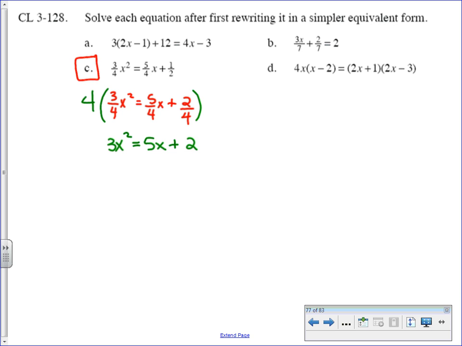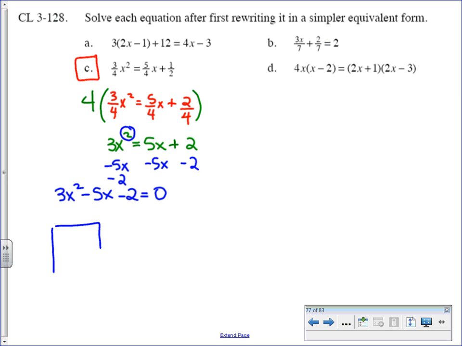At this point, I see a quadratic, which is noted by the square. Whenever I see a quadratic, I need to get this equal to 0 to begin to solve. So I'm going to go ahead and subtract 5x and 2 from both sides so that I have the equation equal to 0. 3x squared minus 5x minus 2 equals 0. Okay, for quadratics now I either want to factor or use the quadratic formula. I'm not sure if factoring will work here, but we're going to try it first anyway.